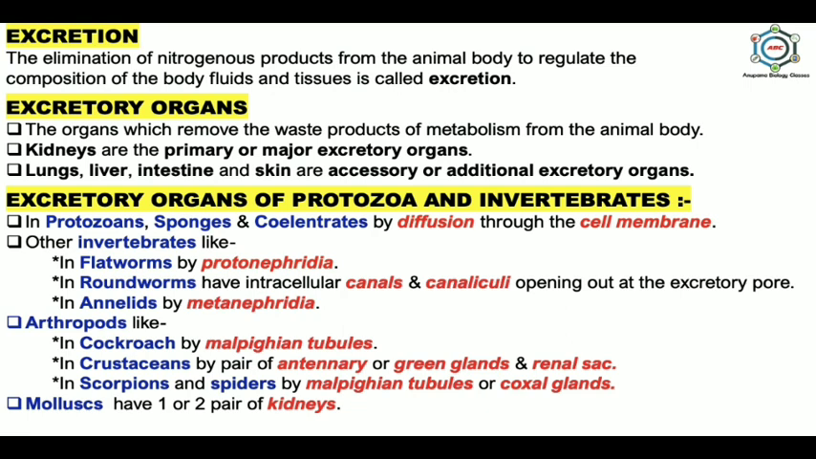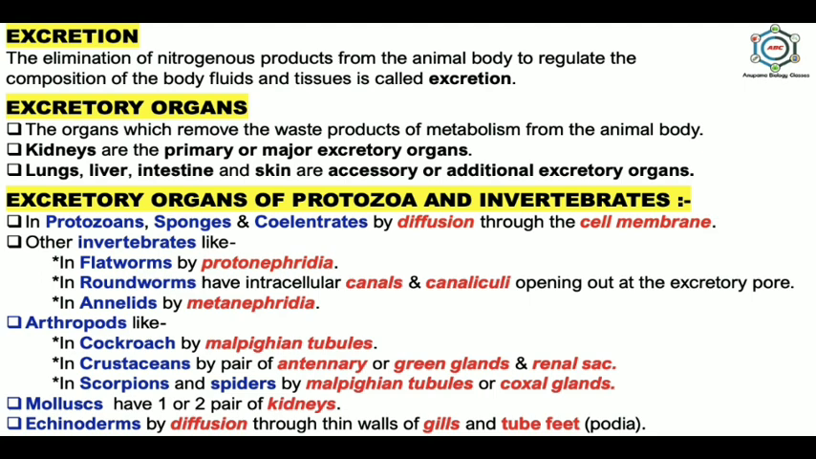In mollusks, one or two pairs of kidneys are present for excretion, and in echinoderms, gills and tube-feet are present for excretion by diffusion. Now, the excretory organ of vertebrates, and the main topic, is the human excretory system. The human excretory system consists of one pair of kidneys, one pair of ureters, one urinary bladder and one urethra.